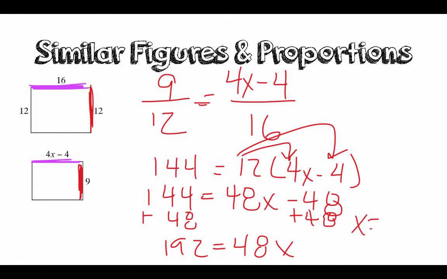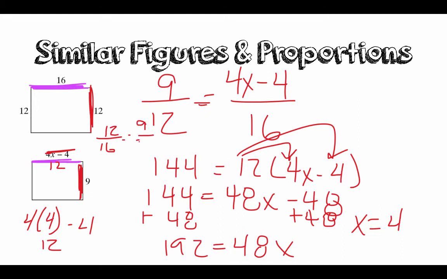X equals 4. Let's go back in. 4 times 4 minus 4, 16 minus 4 is 12. So we know that this is 12 here. And it still matches up as our proportion. We can set them over each other and go 12 over 16 equals 9 over 12. And you'll see if you simplify that out, 3/4 is your number.